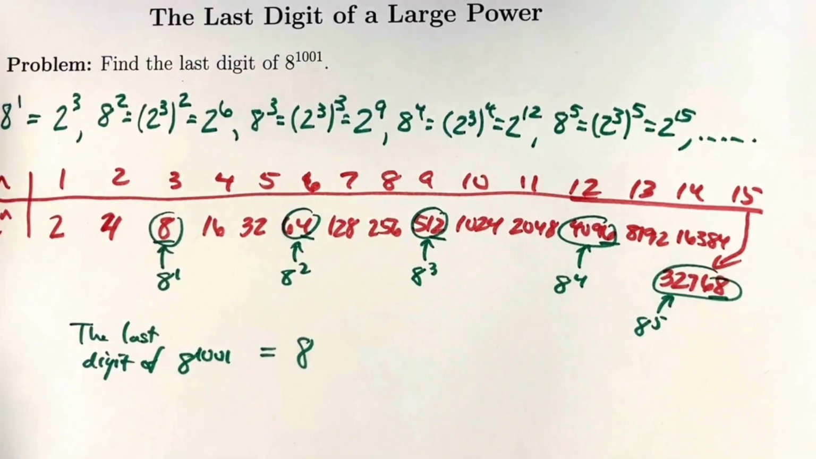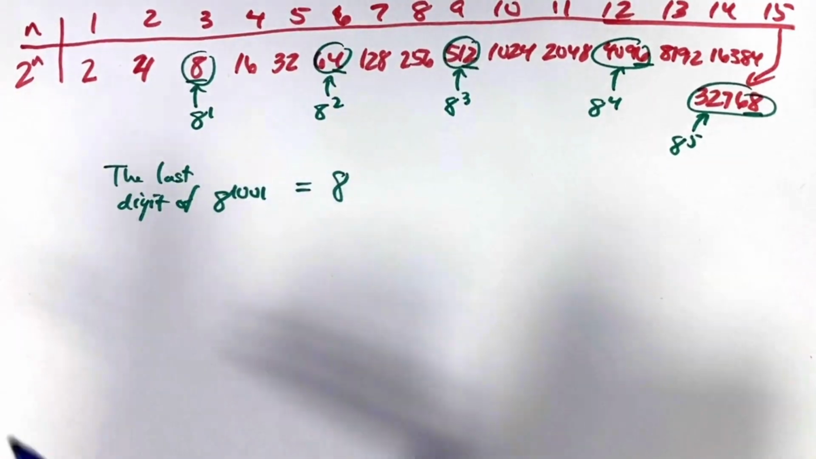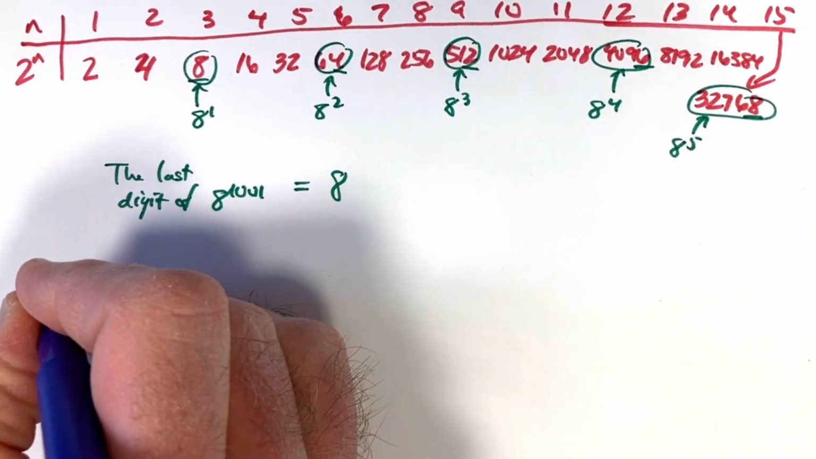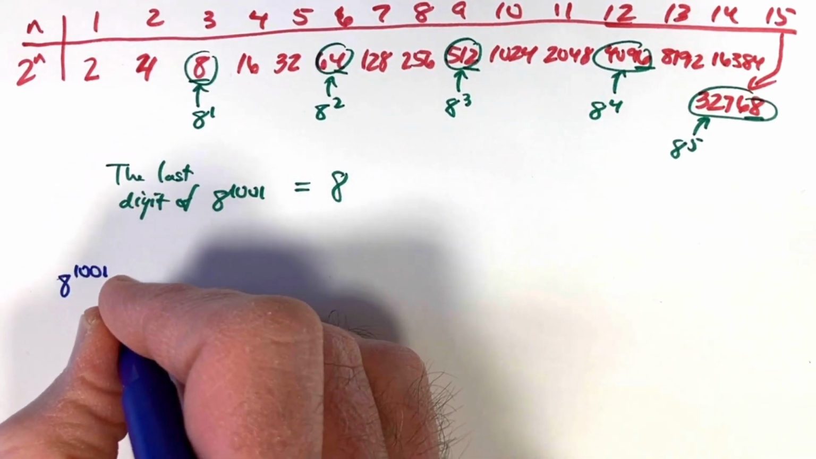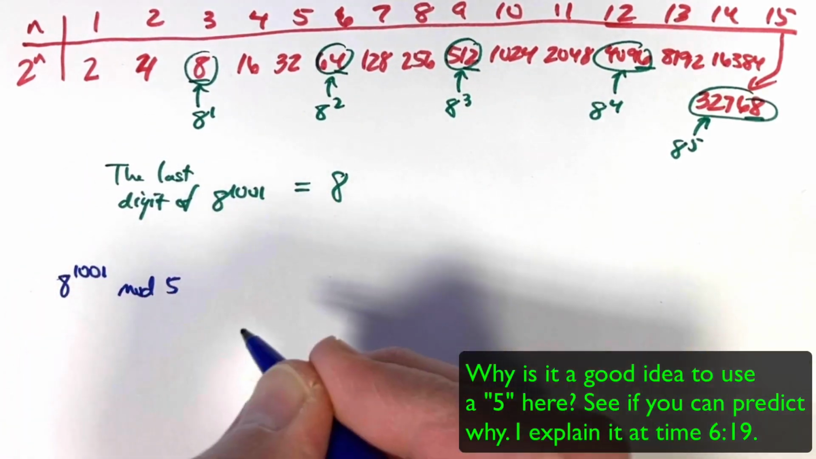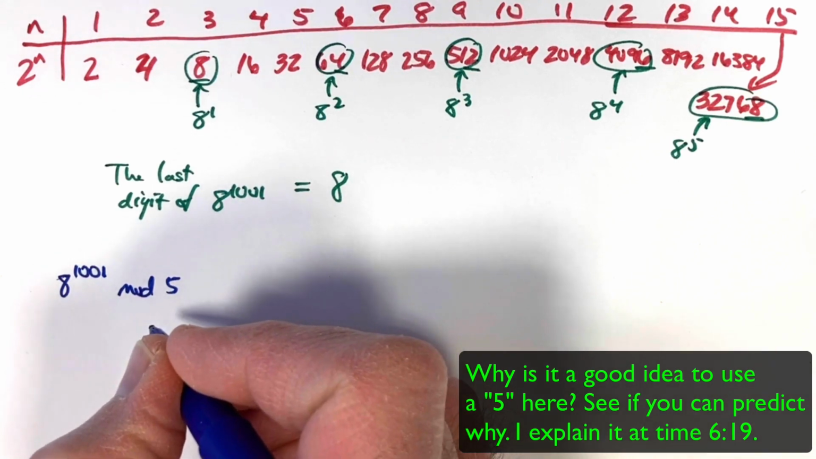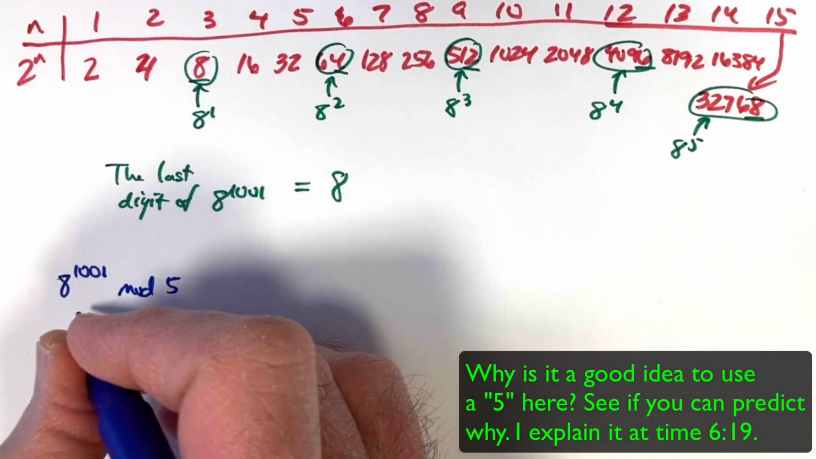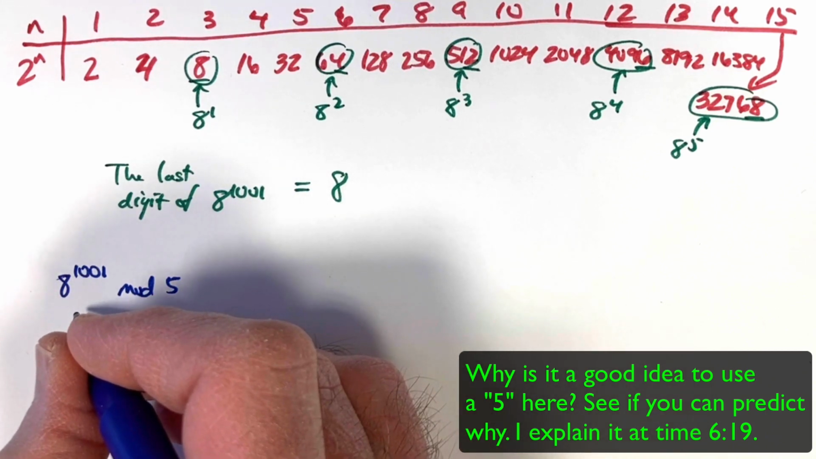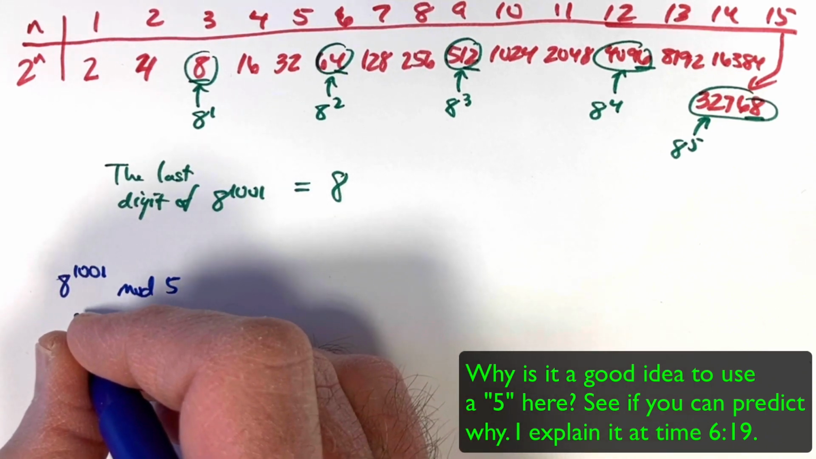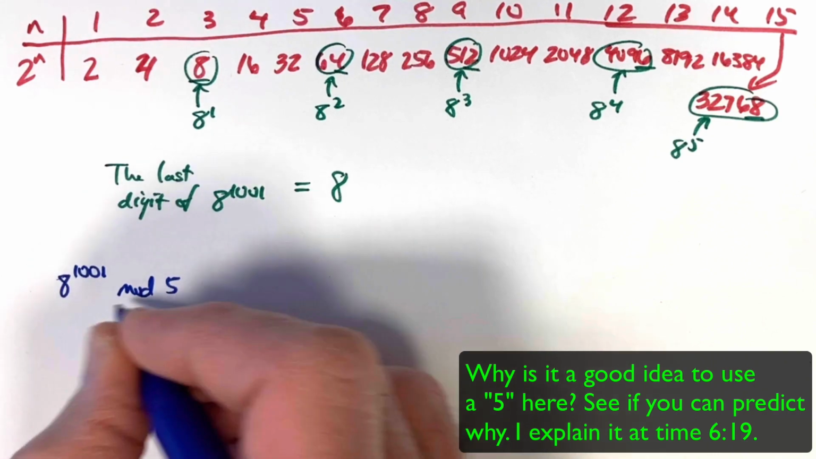What now is the fancy way to do this with modular arithmetic? What we're going to do is take 8 to the 1001 power and mod it by 5. What does that mean? It means we're going to figure out the remainder that we get when we divide 8 to the 1001 by 5. Now again, 8 to the 1001 power is a humongous number. I don't want to write it down. So I need some other method to help me figure out what this is.